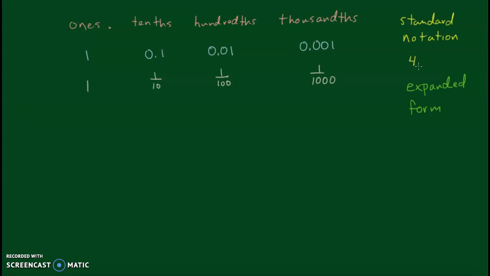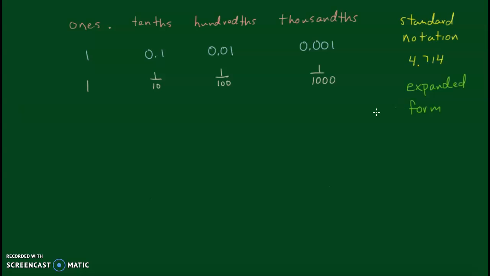Standard notation is just writing a number in its regular form. So for example, we could do 4 and 714 thousandths. Expanded form is taking this number and writing each individual place as an addition problem to show what each individual place is worth, or what each digit is worth.